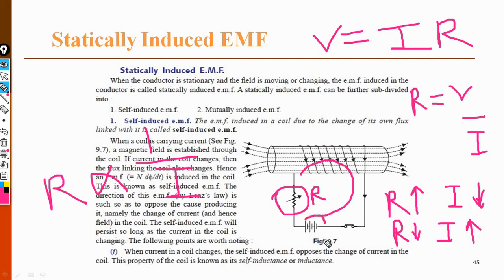Here a DC voltage source is connected. Then this is the switch, which opens or closes the circuit. Now this is the exact concept of self-induced EMF.